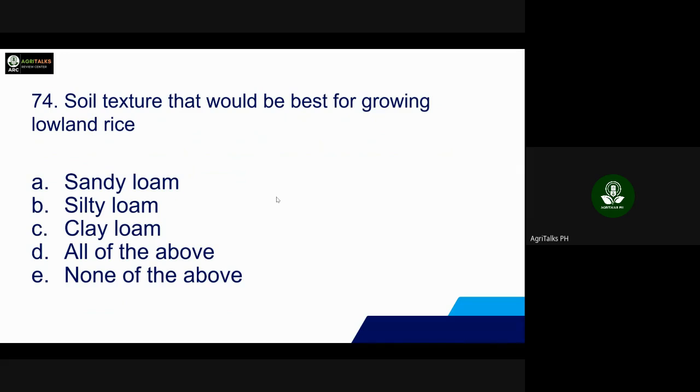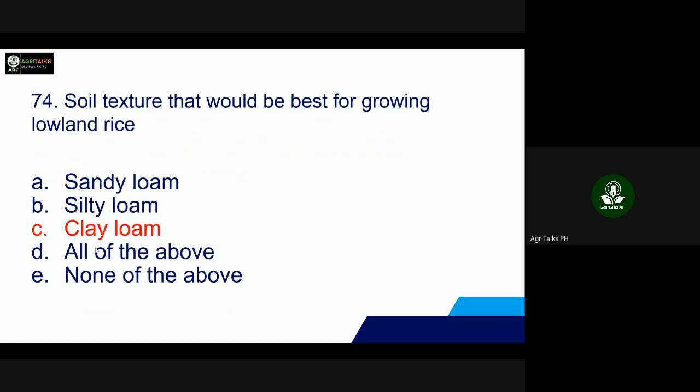74, soil texture that would be best for growing lowland rice. So, alam natin na lowland rice is kailangan po siya ng water, no? Stagnant po siya sa water. So, ano po tama keyword dito? So, the answer is letter C. So, dapat yung mild clay para yung water will become suspended in the soil or stagnant in the soil. So, pag clay kasi, maliliit yung soil pores nila. So, lesser yung drainage niya.